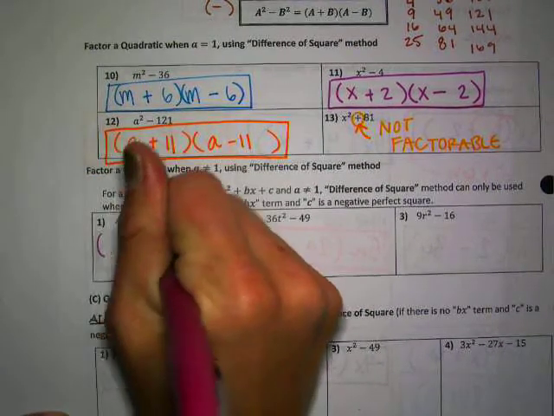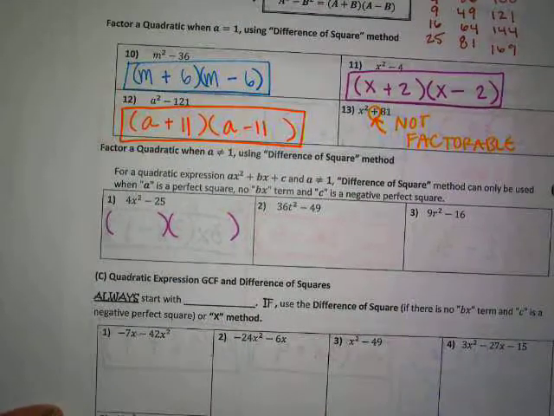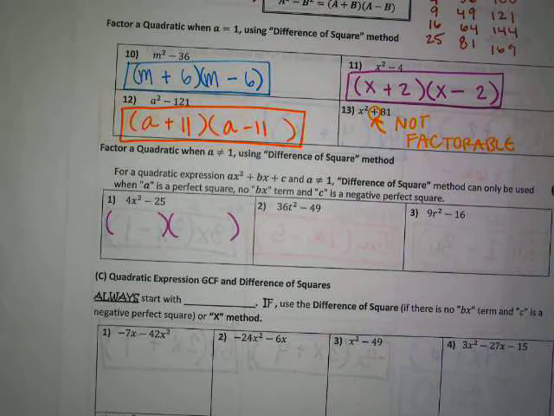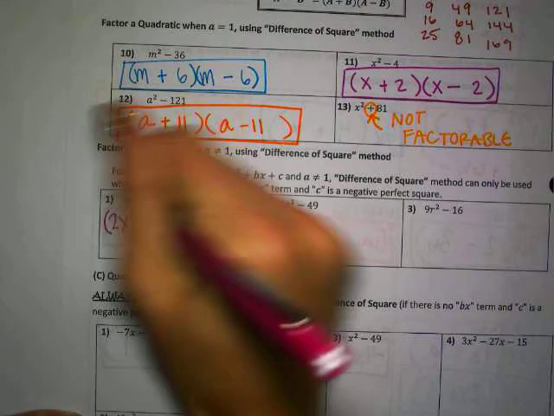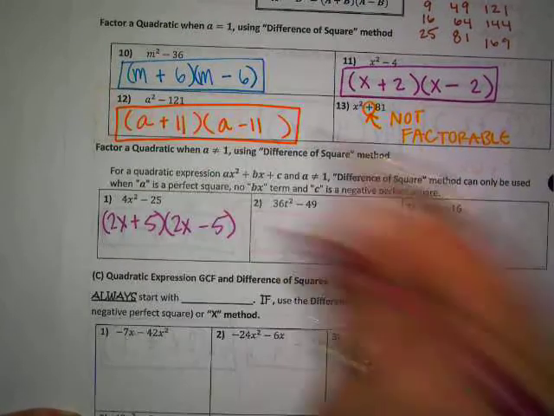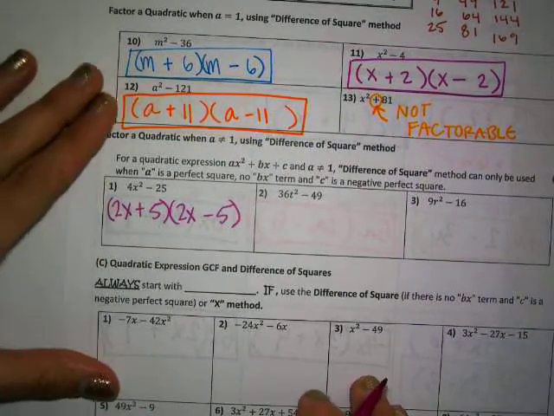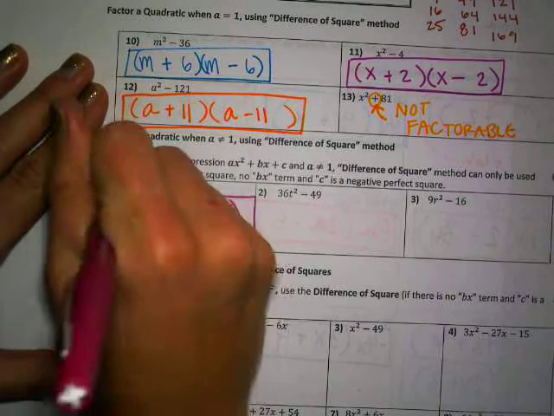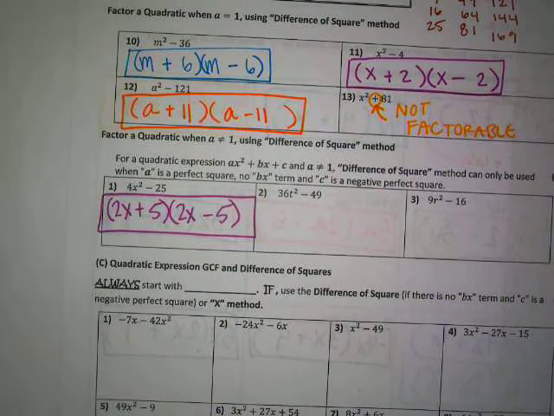All right, on this problem right here, the only difference is I have a number in front of the x squared now. It's all good. We're just going to do the same thing. 2x, 2x, 5 and a 5. One is plus, one is minus.